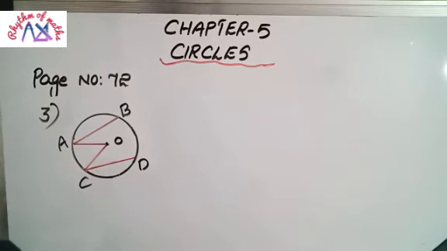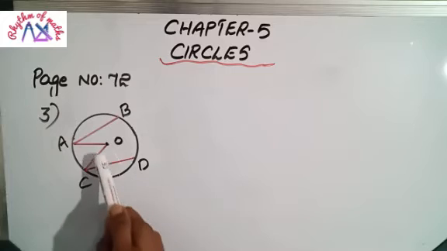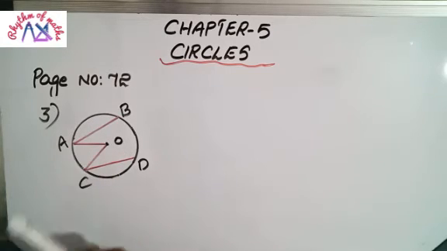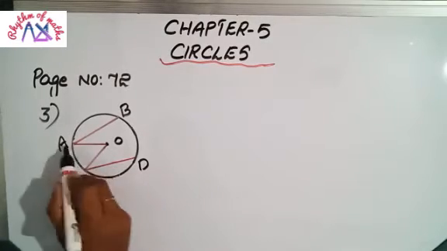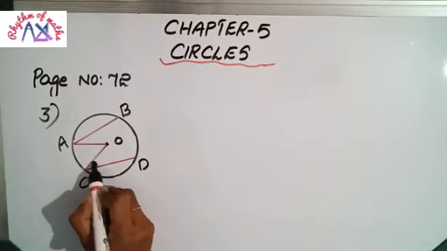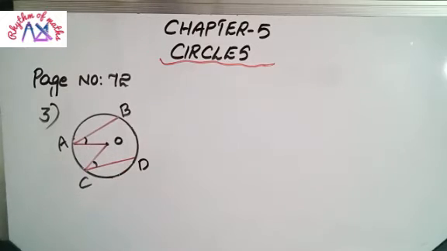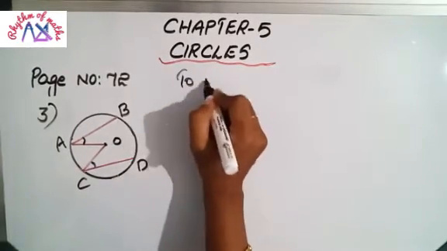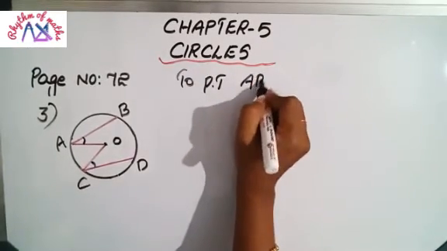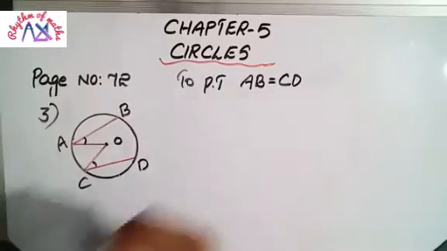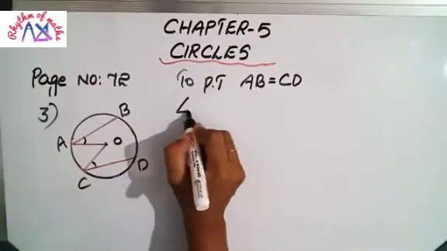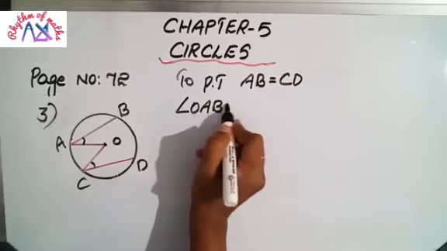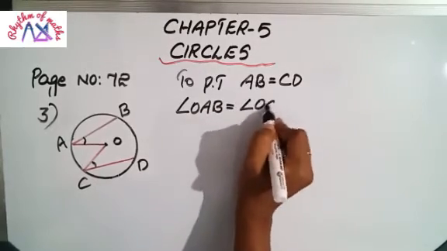And one more thing is given. The angles between the radii and these two chords are equal. For these two chords, OA and OC are radii, and the angle between them is equal. We have to prove that these two chords are of equal length. So to prove that AB equals CD, this is the question. What is given? Angle OAB equal to angle OCD.